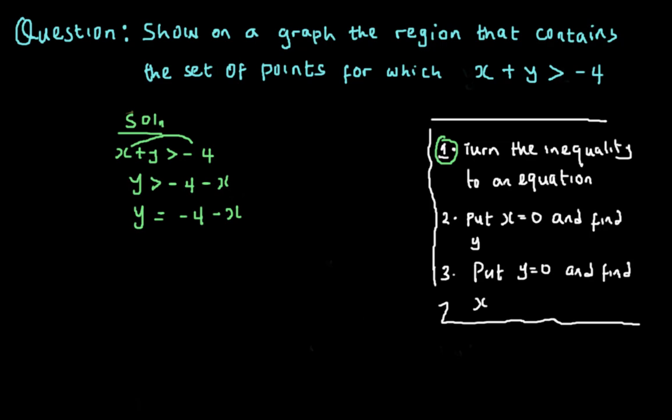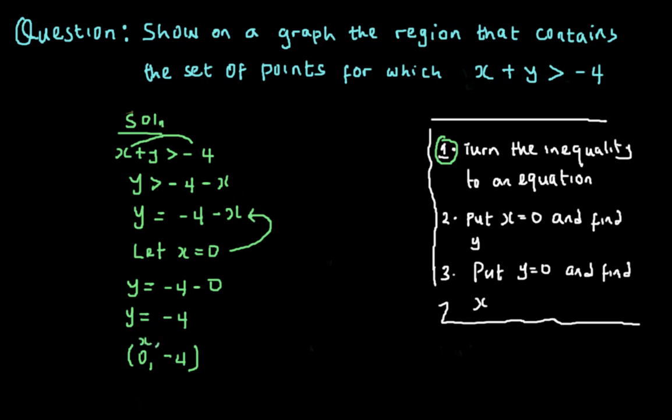Step 2, put x equals 0 and find y. So let x equal 0. We put it into this equation. We are going to be having y equals, anywhere we see x, we call it 0. So minus 4 minus 0. So y equals minus 4 minus 0, which is minus 4. So it means that our first set of values will be 0, minus 4. Don't forget, x comes first.